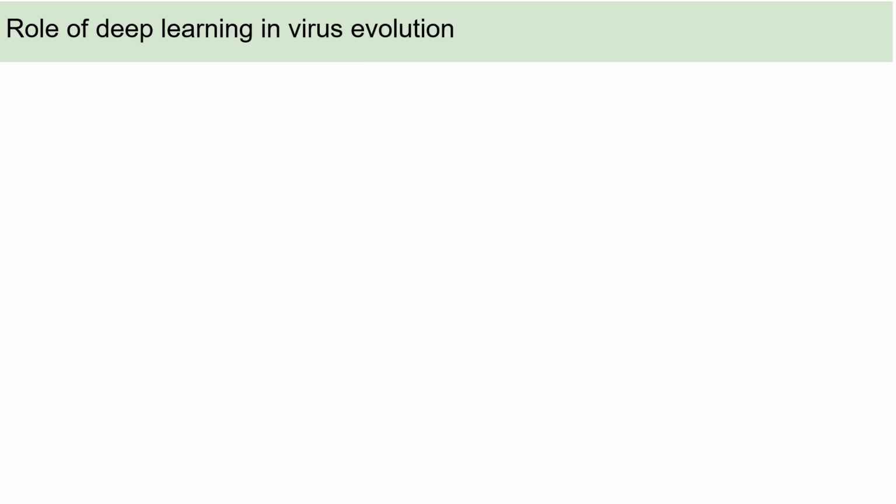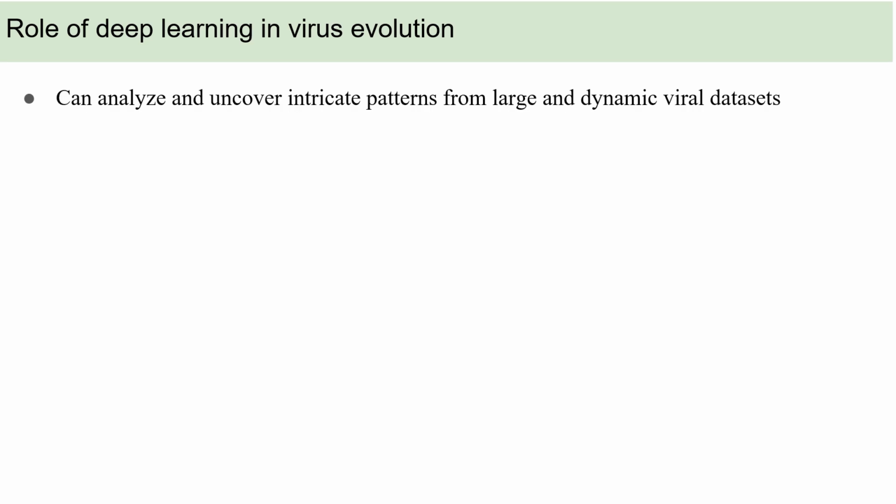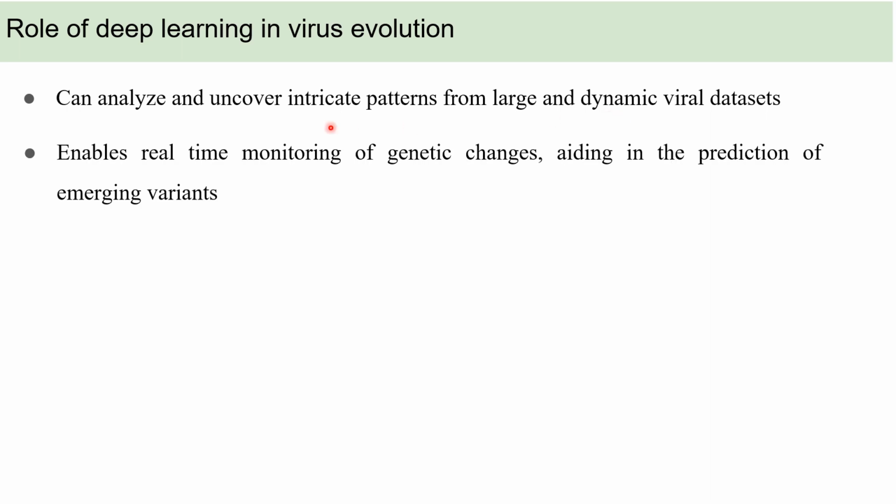This is where the role of deep learning comes in virus evolution, because of its ability to analyze and uncover important patterns from large and dynamic viral datasets, and also because it has the ability to monitor real-time genetic changes, aiding in the prediction of emerging variants.